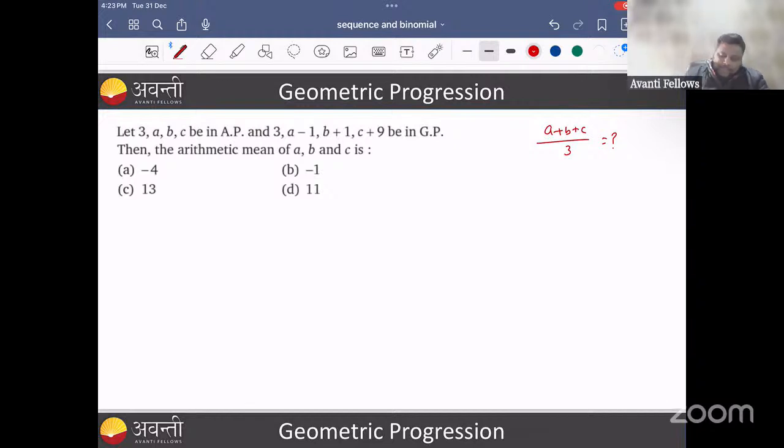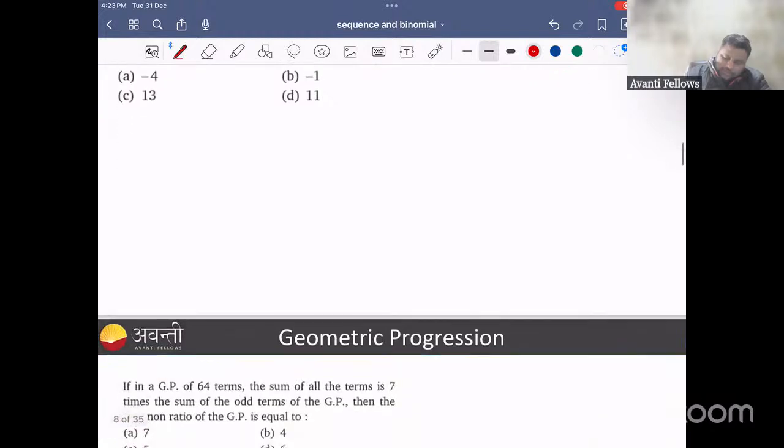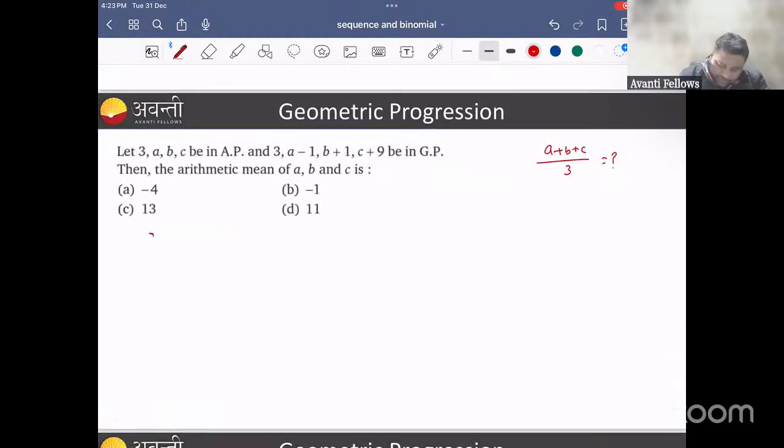See, now let me try. They are saying 3, a, b, c are in AP. Let us assume this term is 3, this is 3 plus d, this is 3 plus 2d, and this is 3 plus 3d. Got it?